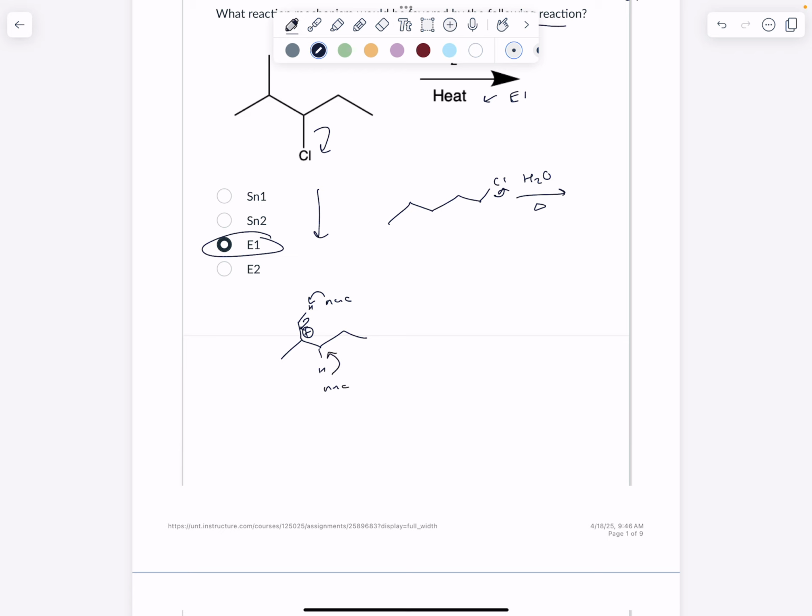It could also take from this one over here, but there's symmetry. These two are the same, so you'd end up with the same product from either of those. So our two possible options are this or this. So this is the more substituted and more stable. So I would say that this would be favored by the narrow nucleophile.